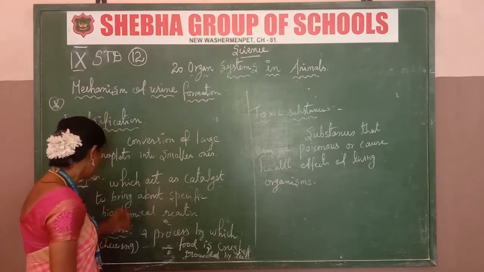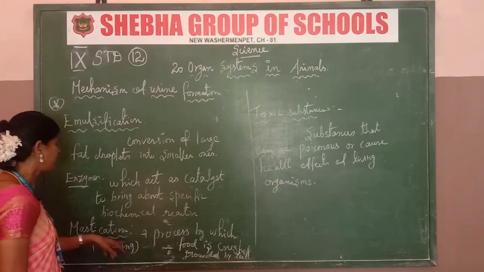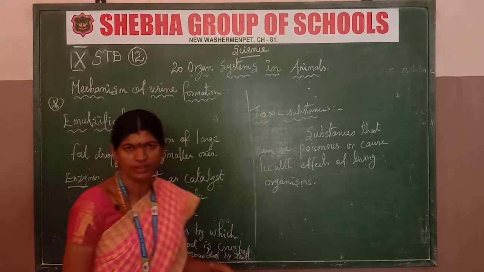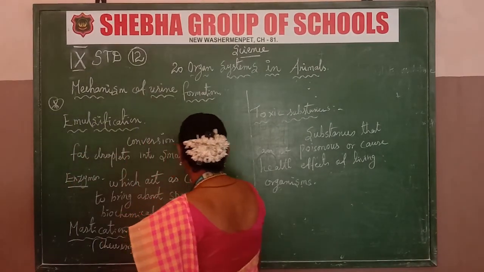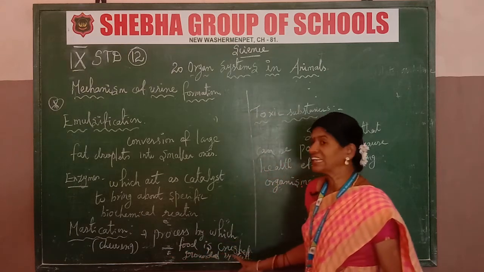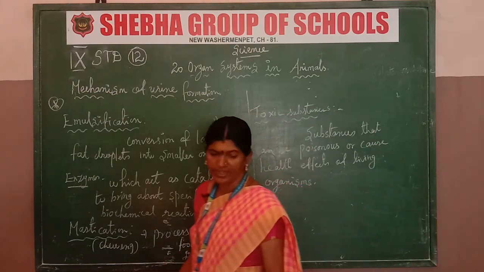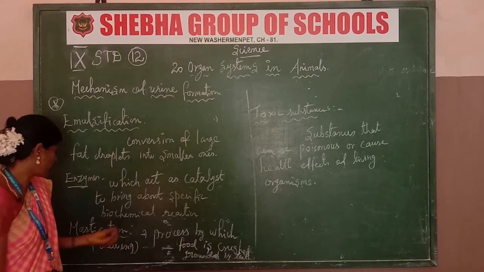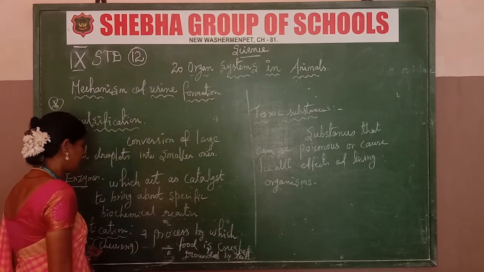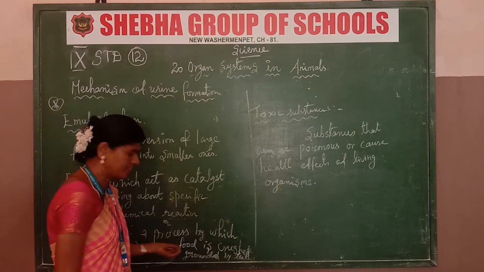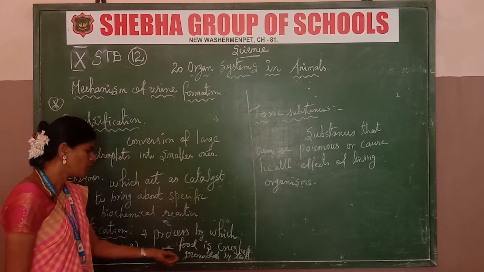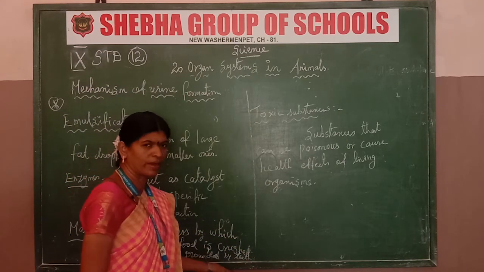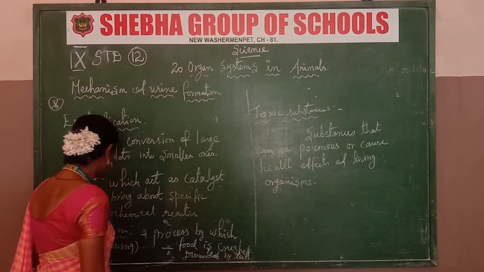It's clear. Next one, mastication. Listen, what is mastication? Chewing. Mastication is chewing, the process by which food is crushed and ground by the teeth. So that is called mastication.